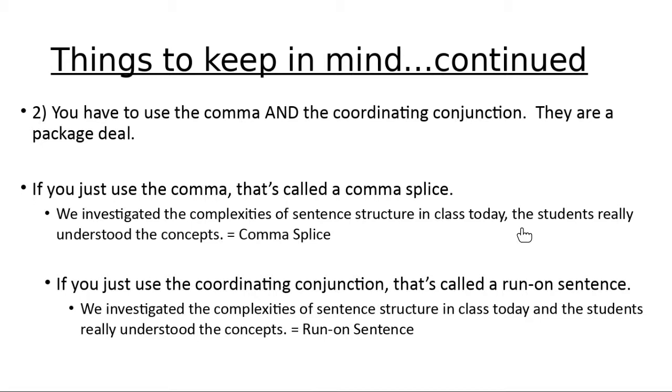This is not right. If you look at that conjunction spot, okay, I've got a comma. I'm going to look to the left of it. We investigated the complexities of sentence structure in class today. That's complete. That's an independent clause. Okay, I'm going to look to the right of it. The students really understood the concepts. Yep. So I've got my comma, but I'm missing my coordinating conjunction. I'm missing my fanboy. You can't just put the comma. You have to put the comma and the coordinating conjunction. If you just put the comma, this is called a comma splice, and it's a problem.